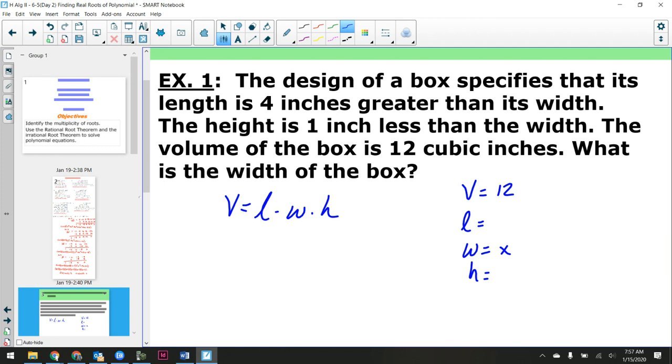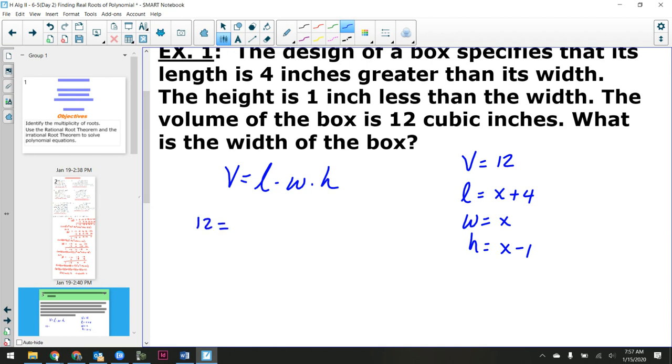If the width is x, what is the length? X plus 4, right? The length is 4 inches greater than its width. And then what is the height? X minus 1. Can I solve for x here? Yes. Take a look. This means that I've got 12 is equal to my length, x plus 4, times my width, x, times my height, x minus 1. That's an equation that I can solve.